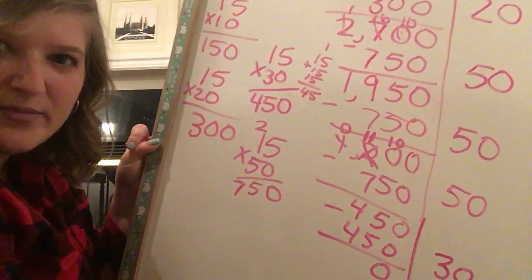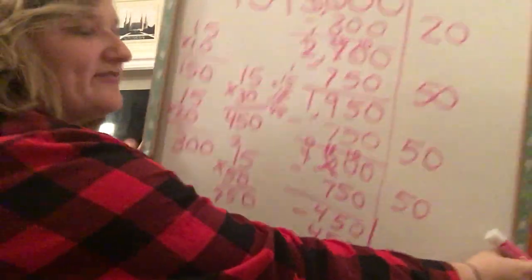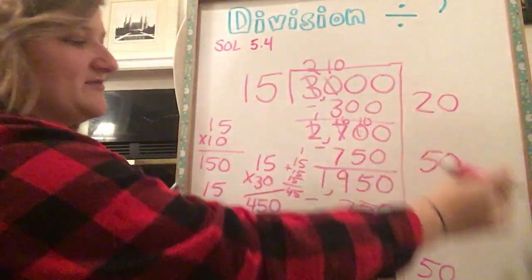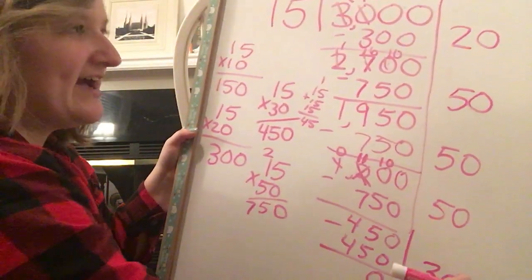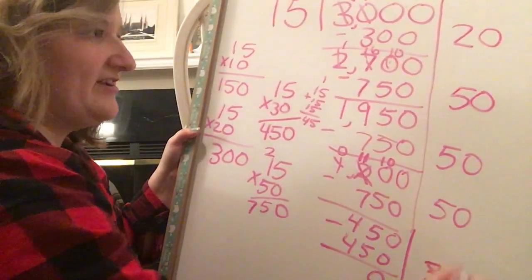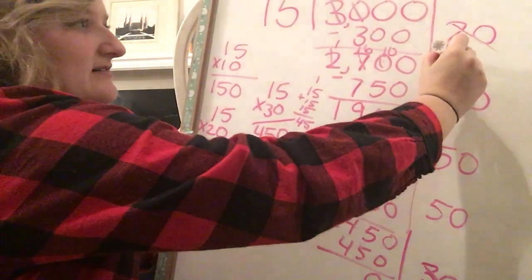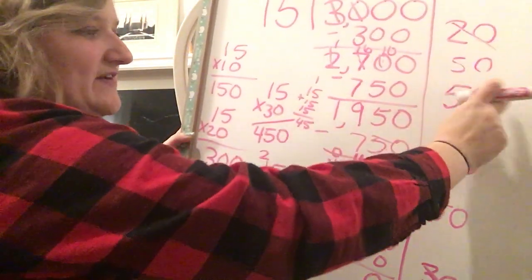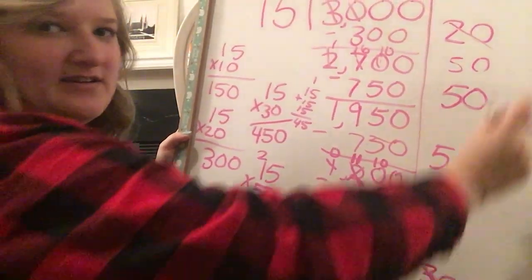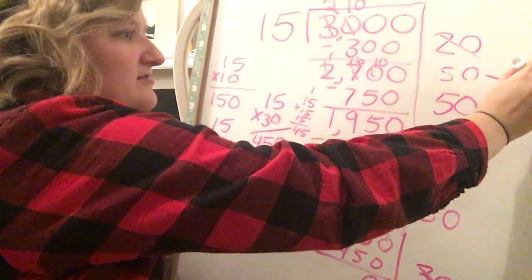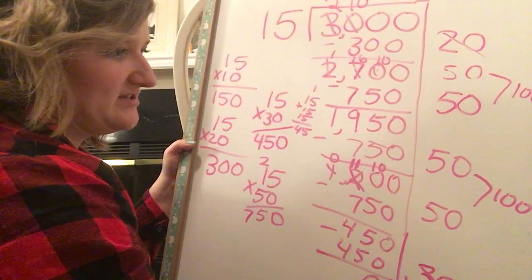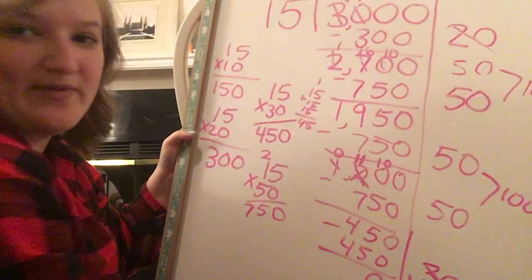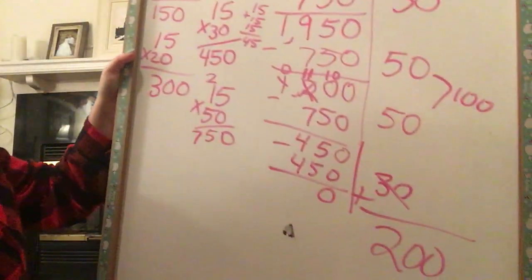All right, last step. Find our answer. We've got 20 plus 50 plus 50 plus 50 plus 30. I'm going to go ahead and add that 30 plus that 20 to give me 50. That means I have a 50 plus a 50 plus a 50 plus a 50. These two would give me 100. These two would give me 100. So my total answer, if I add them all together, is 200 with a remainder of 0.